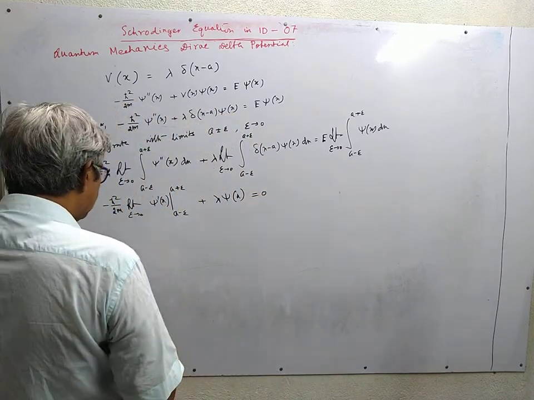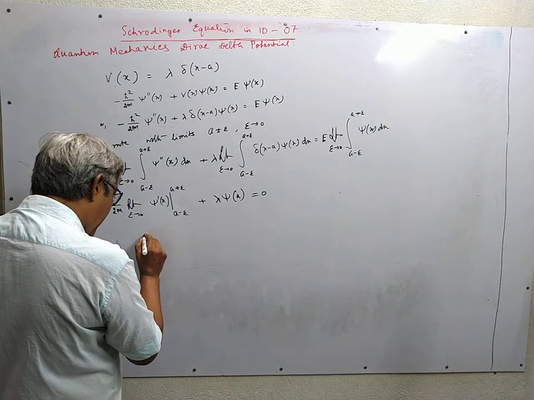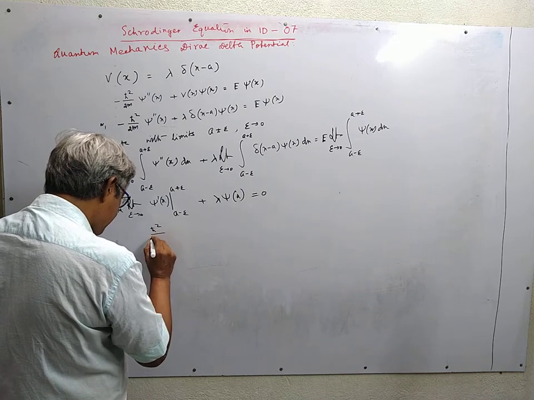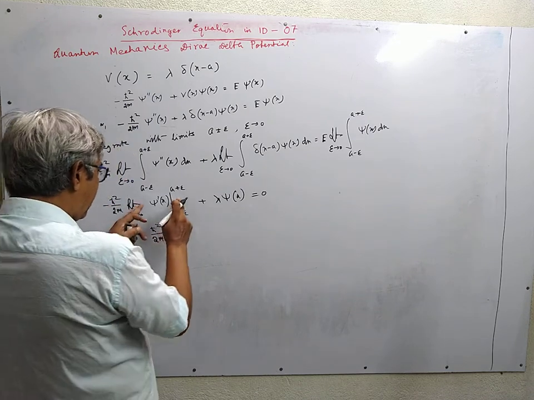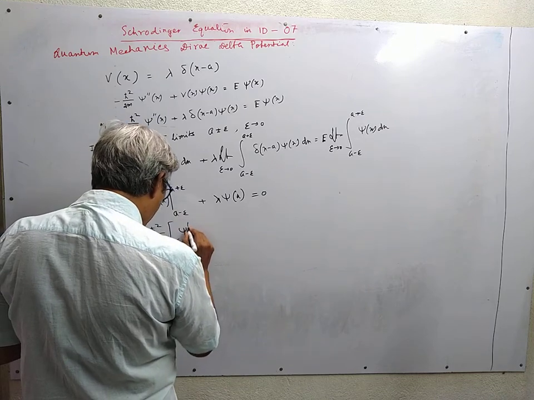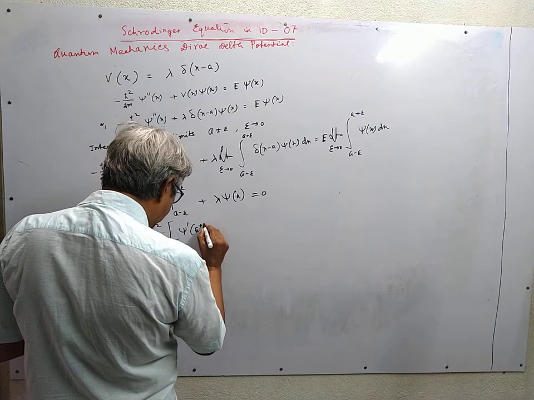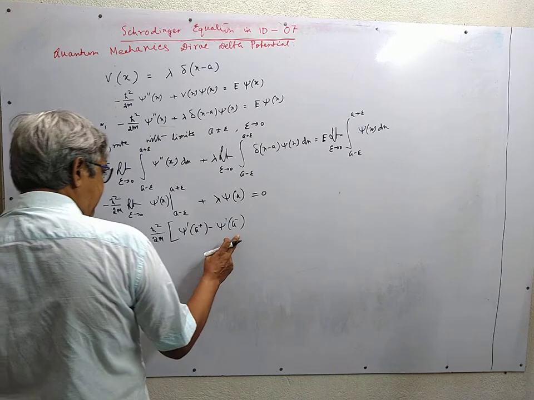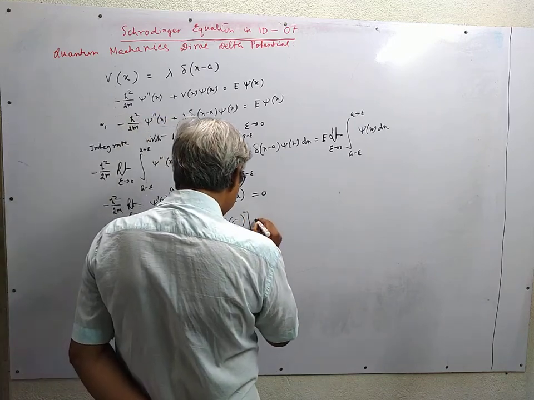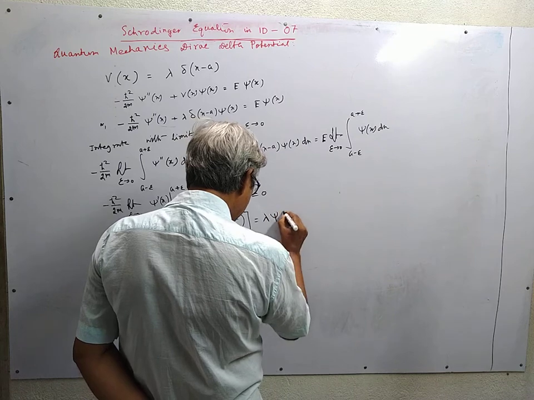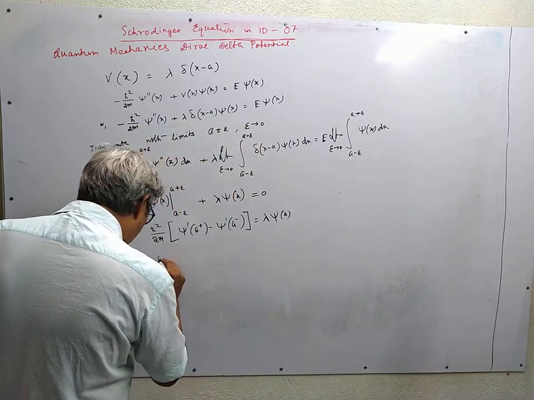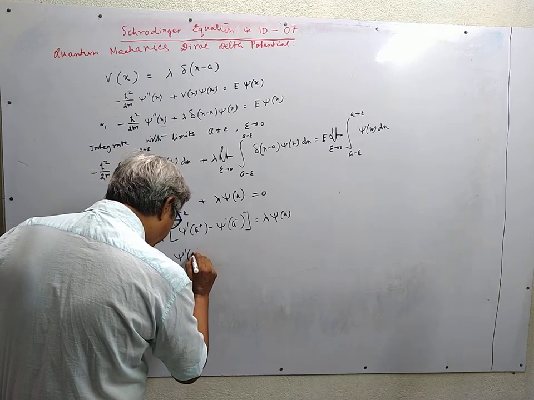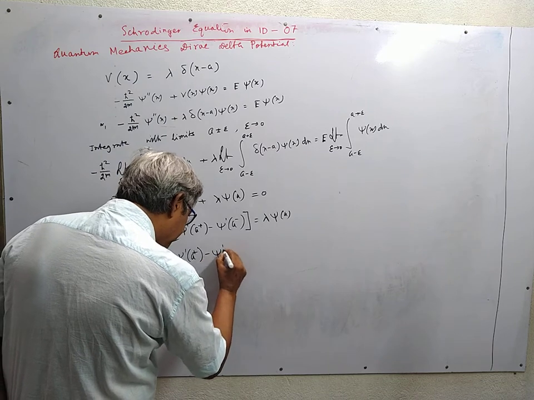If we take this on the other side, we will have minus, this part will be psi prime at a plus minus psi prime at a minus. This is the right hand limit and this is the left hand limit. Or we can write the discontinuity in the first derivative of the wave function around the delta function as this.